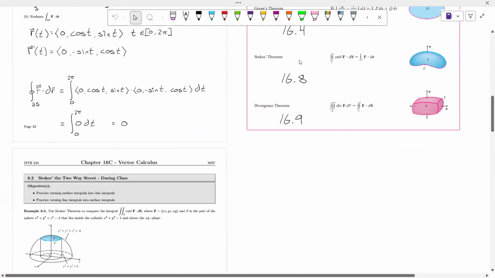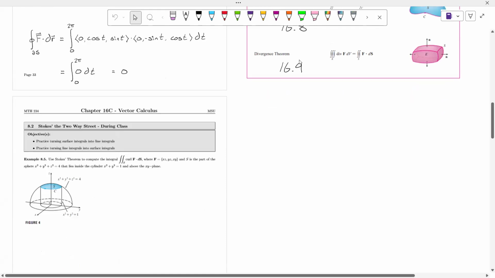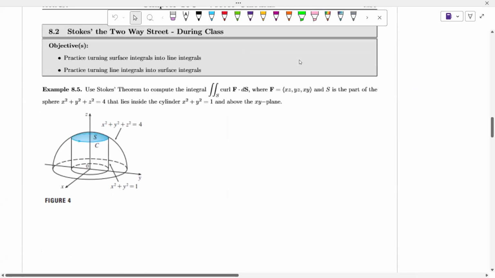So let's go do an example of this stuff. So what do we want? Stokes' theorem. We want to use it to compute the integral, which is the surface integral of the curl of f dot dS, where f is the field provided, and S is the part of the sphere x squared plus y squared plus z squared that lies inside the cylinder x squared plus y squared equals 1 and above the xy plane. You can see the image sketched over there on the left. We want that blue surface.